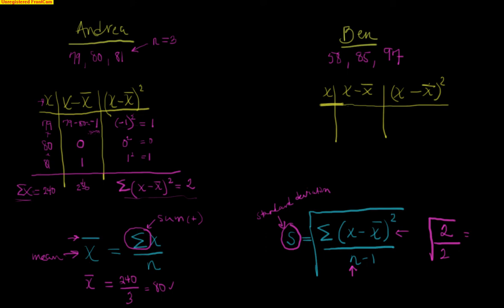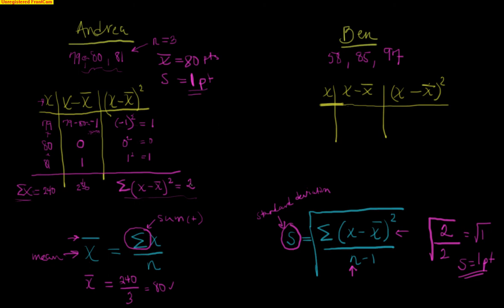All right, and then this 2 divided by 2 is just 1, so we end up with the square root of 1, and that's just 1. So the standard deviation for Andrea is 1 point. Right, we'll get to that in a little bit. So her mean is 80, and her standard deviation is 1 point. That means her average test score was 80 points with a standard deviation, sort of a spread, of just 1 point, and that makes sense. Look at her tests. They're all about 1 point away. Yep. So that would make sense that the standard deviation for her is 1 point.